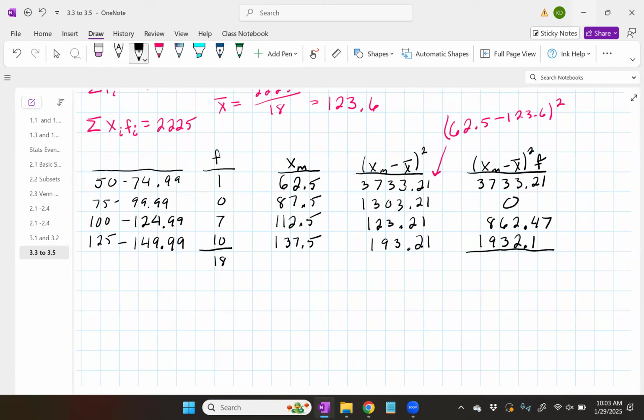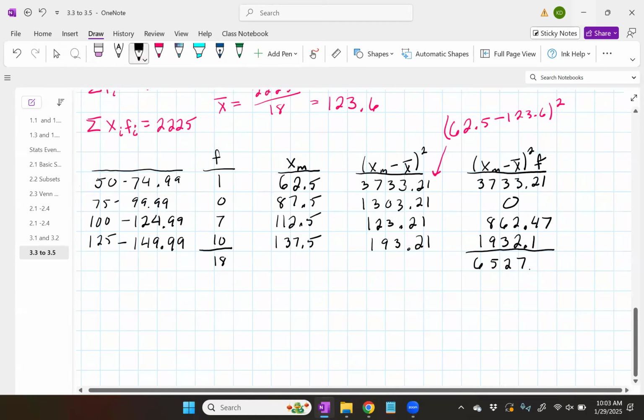So I just took my F times my column I made, and now I'm going to add that column. So plus 193.21 plus 3733.21 gives me a very lovely number, 6527.78. Hopefully.